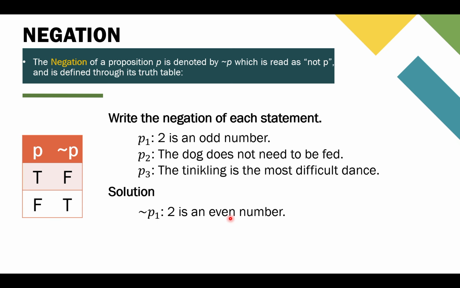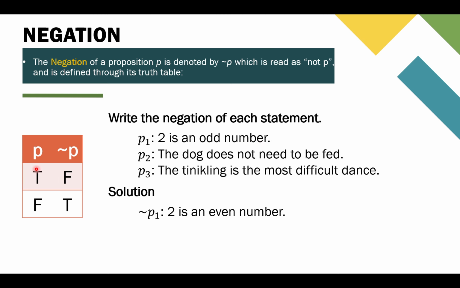Okay, let's start with the first one. The negation of a proposition P is denoted by tilde P. Okay, itong tilde P, this is read as not P. And it is defined through its truth table. So, let us first see muna sa ating truth table. Let's say, using this proposition 1, 2 is an odd number.